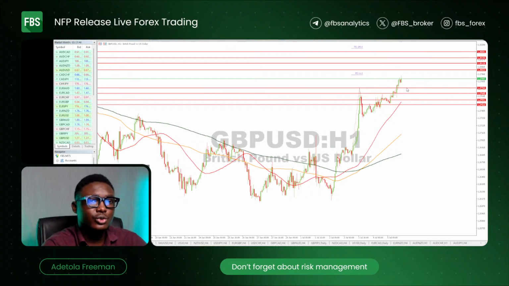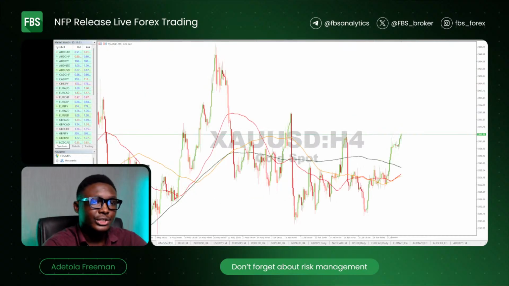Then for sells on GU, we have the sell stop at 1.27763. Sell TP1 is at 1.27685. TP2 is at 1.27591, and then sell TP3 is at 1.27523. Did you get that, guys?